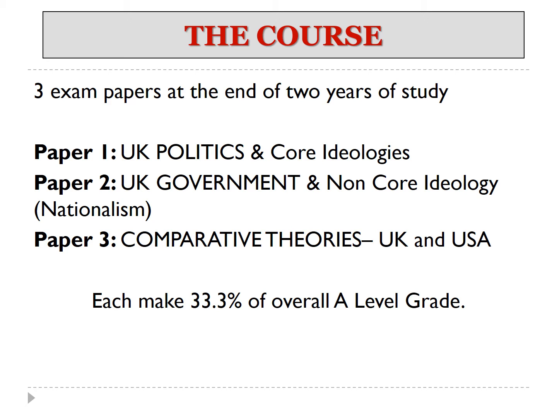On paper 3, you study comparative theories. So we compare the UK's political system to the political system in the United States. Everything that you've learnt on paper 1 and paper 2, you'll then learn in the American system, and then we look at the comparative theories of how similar and how different these two systems are.